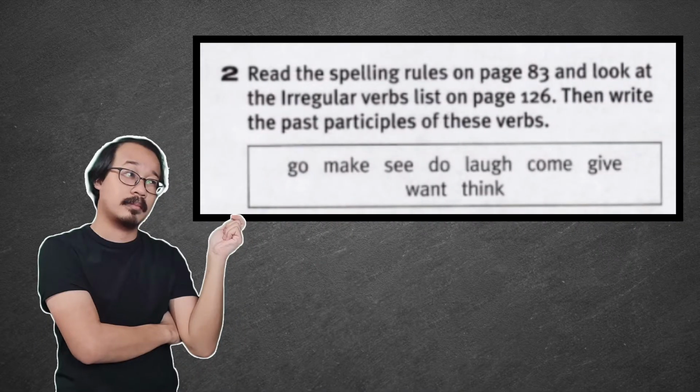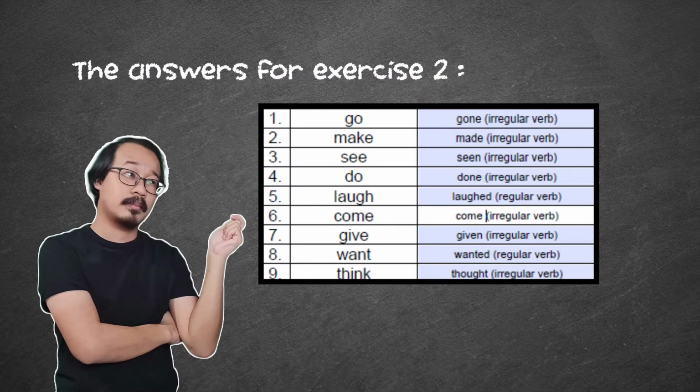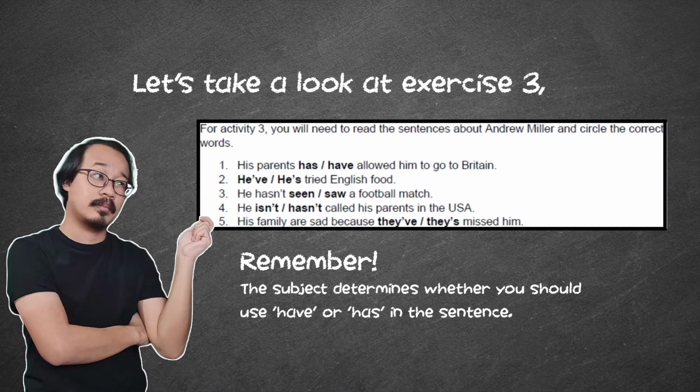Let's try exercise 2. The instruction is to read the spelling rules on page 83 and look at the irregular verbs list on page 126. Then you have to write the past participles of these verbs. Now, check your answers. I'm sure by now you have completed exercise 2. Now let's look at exercise 3.